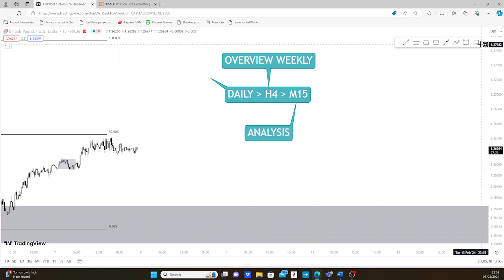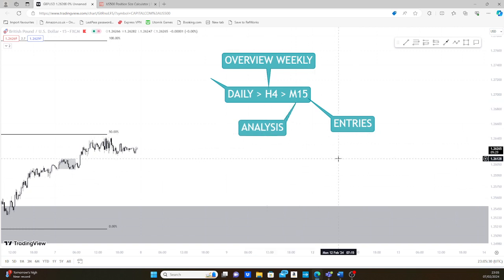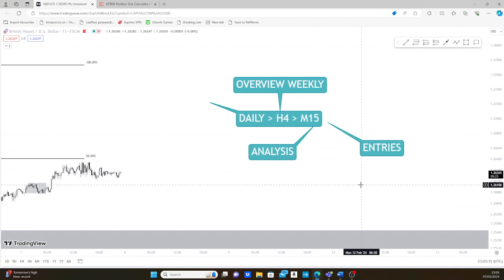The M15 is used for analysis, but the M15 is also used for entries as well, right? We won't go over those entries in this video because M15 entries are usually kept for the members, but the M15 is a very powerful time frame if you can use it, and it revolves around analysis and entry like we said.